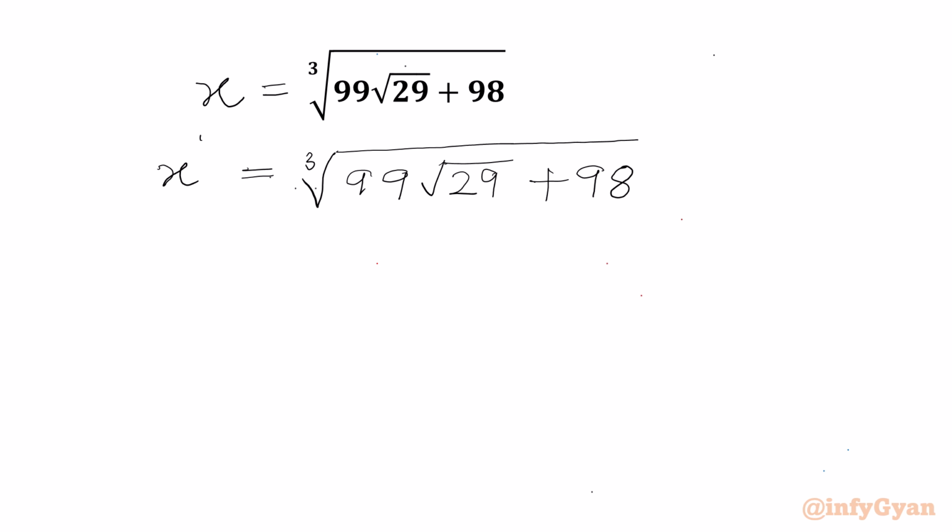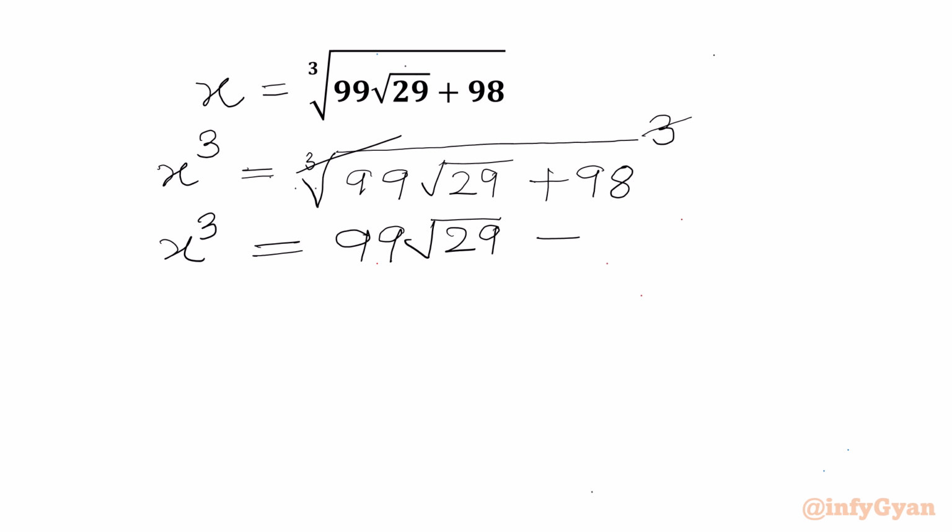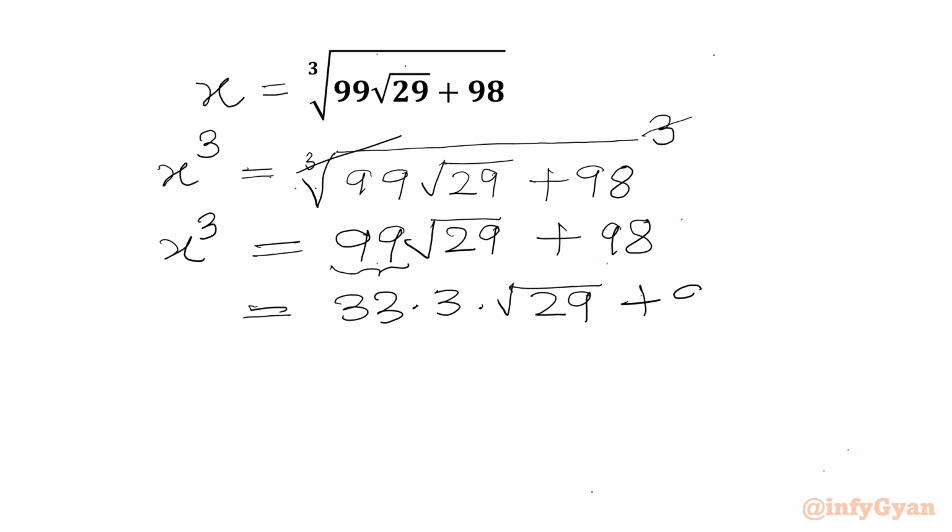Now we will consider cubing both sides. Now the cube root and cube will cancel out from the RHS. So we will get x cube equal to 99 times square root 29 plus 98. Now we will factor 99 as 33 times 3. Then we have square root 29. Then we have plus 98.